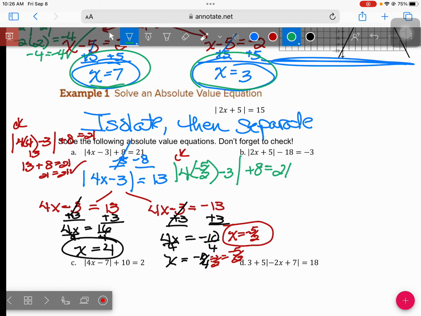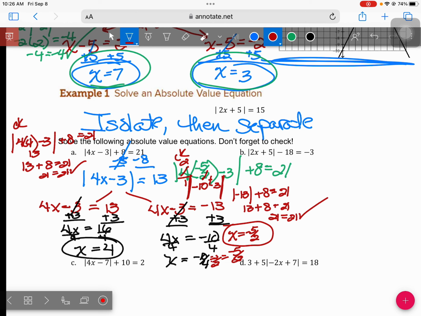Okay. 4 times negative 5 halves. 2 goes into 2 once. 2 goes into 4 twice. 2 times negative 5 is negative 10. Minus 3. That's still in the absolute value. So the absolute value of negative 13 plus 8 equals 21. How far away is negative 13 from 0? 13 plus 8. Is that equal to 21? Yes, it is.